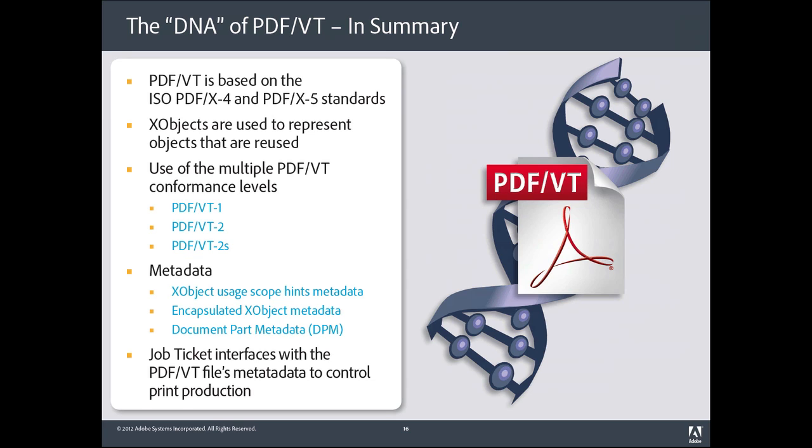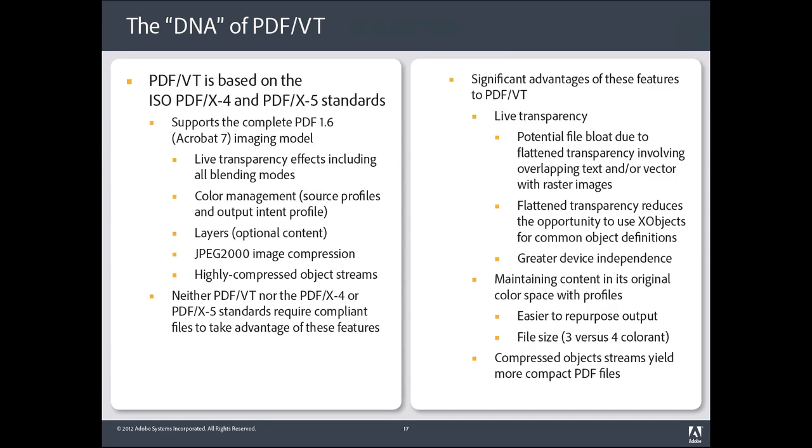And finally, that job tickets interface with the PDF VT file's metadata for print production. And this is something very important here. And it's really totally different from any of the other standards. None of the other standards talk about how you actually control the thing. And one of the reasons why it took so long to do the PDF VT standard was we thought about this, because that was one of the key goals, to be able to have something that was easy for production purposes and that there were some standards for. Okay, let's go on into some of the details of this DNA. We're based on PDF/X-4 and X-5 standards.